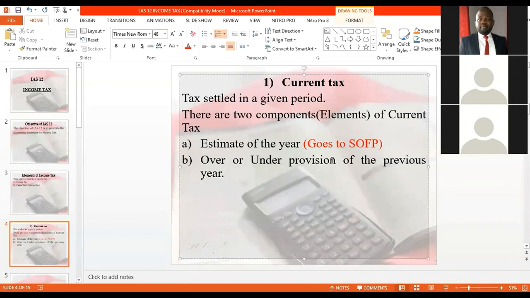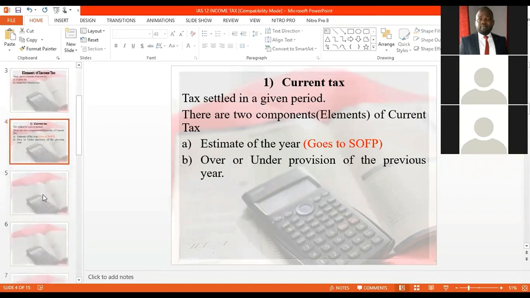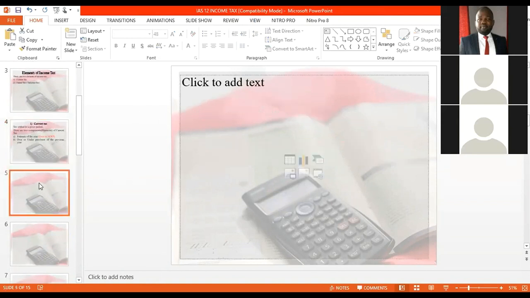So estimate of the year, because current tax is the tax of the year. So it's a current liability. So estimate of the year is what goes to statement of financial position. Now, to lay some background, because I know there are those who have never covered tax before, I'm laying background for current tax.